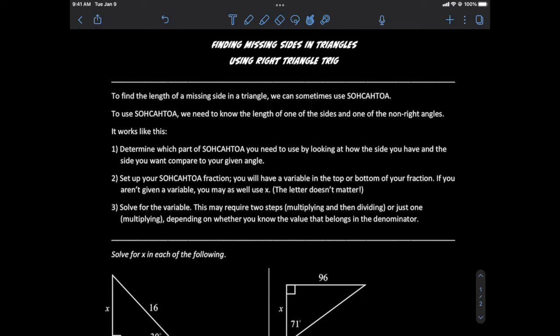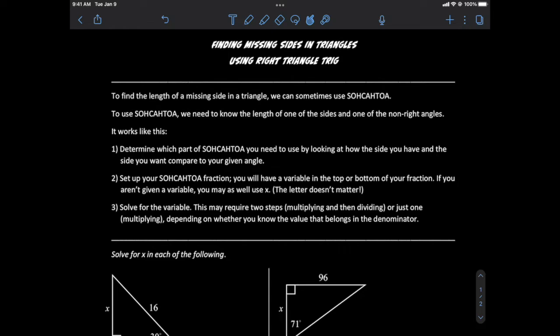Well, hey there! Today we're going to be talking about how to find the lengths of missing sides in right triangles using right triangle trig. Now, usually if we're trying to find the length of a side in a right triangle, we use the Pythagorean theorem. That would be our classic a squared plus b squared equals c squared.